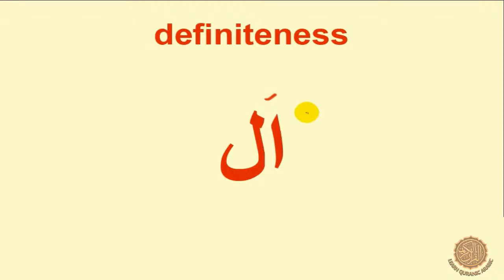Not a kasra and not a dhamma. So it's always a: al-Bayt, al-Qamar, and so on. It's never ul, it's never il. It's always al. And like this lesson, walhamdulillahi rabbil alameen.